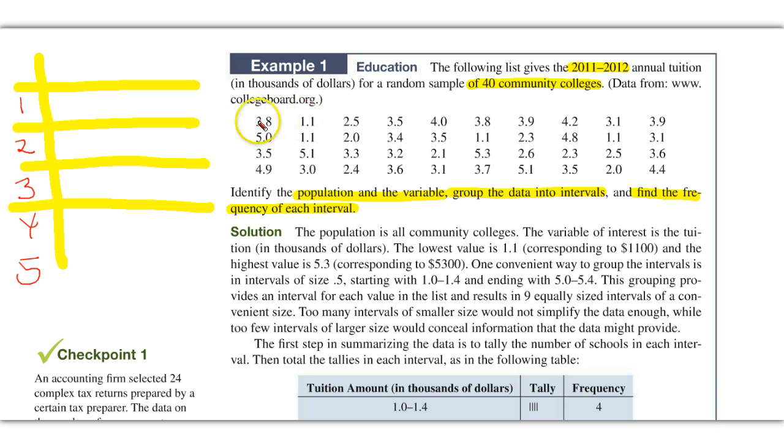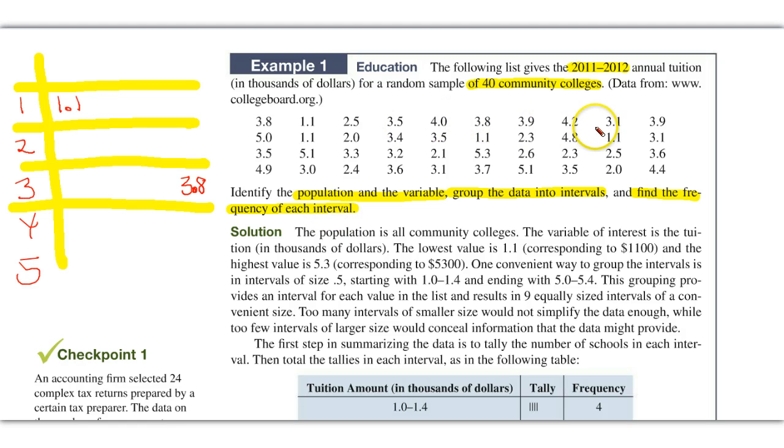Well, here's a 3.8. So I'm going to put the 3.8 over here somewhere. And the 1.1 I'm going to put right over there, because I didn't have any 1.0s. And I started to organize my data. And that's what they're asking you to do. So what are your categories?